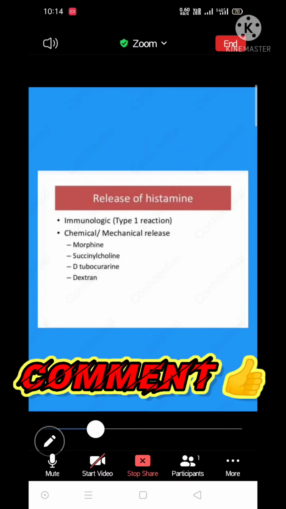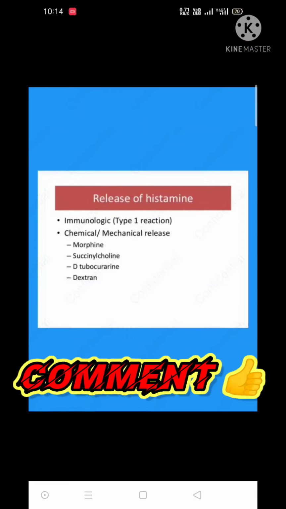Wait a second. Here we have to see where histamine is released from.